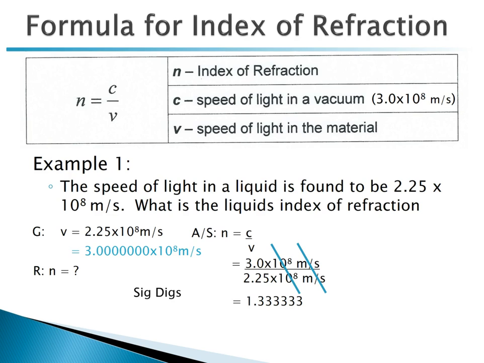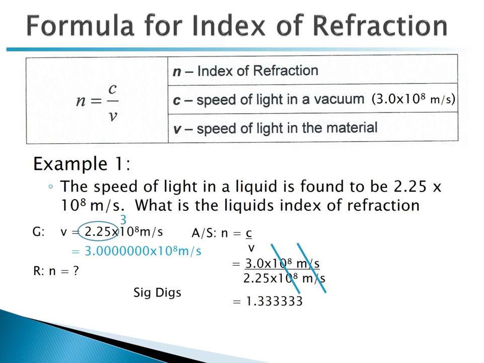So we're not going to be concerned about the significant digits for the speed of light because you could have written anything. What we are going to be concerned about is the significant digits in our other number, 2.25 times 10 to the 8 meters per second. Now, in this case here, there are 3 significant digits.